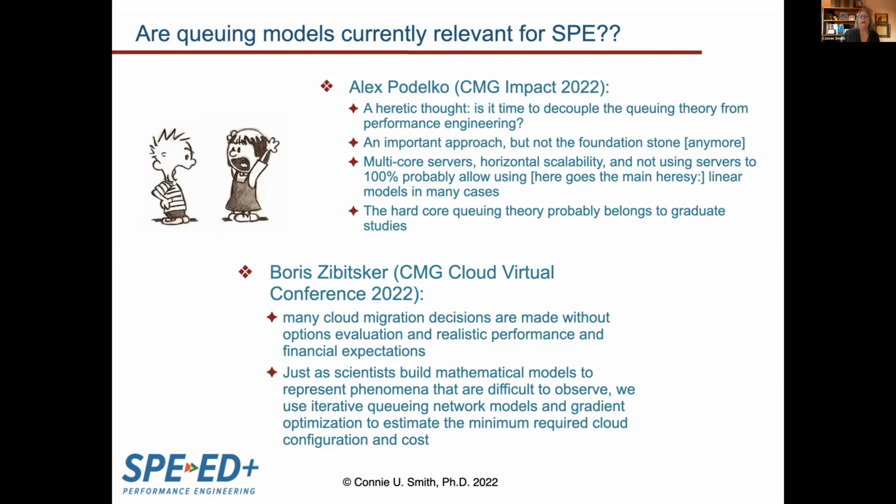Coincidentally, in another talk for another CMG event, Boris Zabitsker has a different point of view. He says in cloud migration, decisions are made without looking at realistic performance and particularly financial expectations of these systems. So he thinks we need to use these mathematical models, and particularly he uses iterative queuing models and gradient optimization to quantify these things. So who is right? Is it really time for us to move away from these overly technical models?